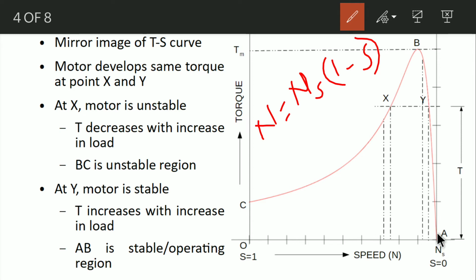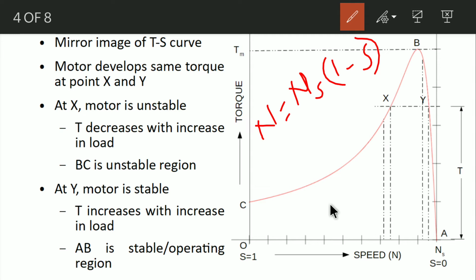At 0, torque is 0. When slip has a small value, it varies like this. It attains the maximum value when slip is R2 over X2s, and then falls like this, inversely proportional, and up to here it has the starting torque. So this becomes our torque speed curve.